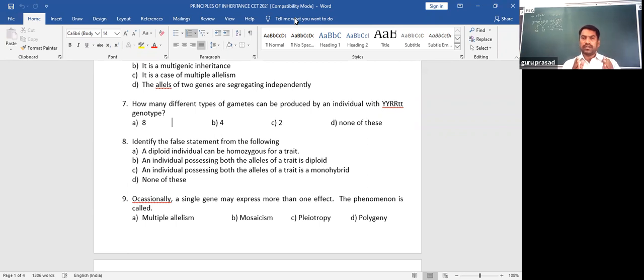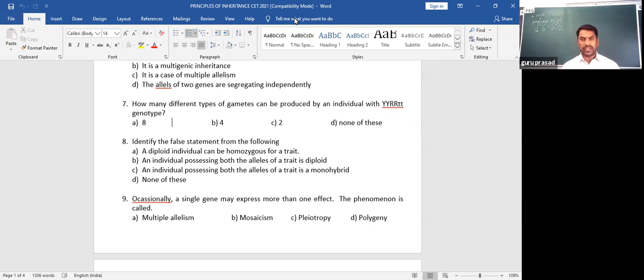Whenever you get this kind of question asking the number of types of gametes by giving some genotype of the parent, keep it in mind. You obtain different, in the sense more than one type, like options 8, 4, 2, none of these they have given. More than one type of gametes you obtain if there is a heterozygous condition in the genotype.